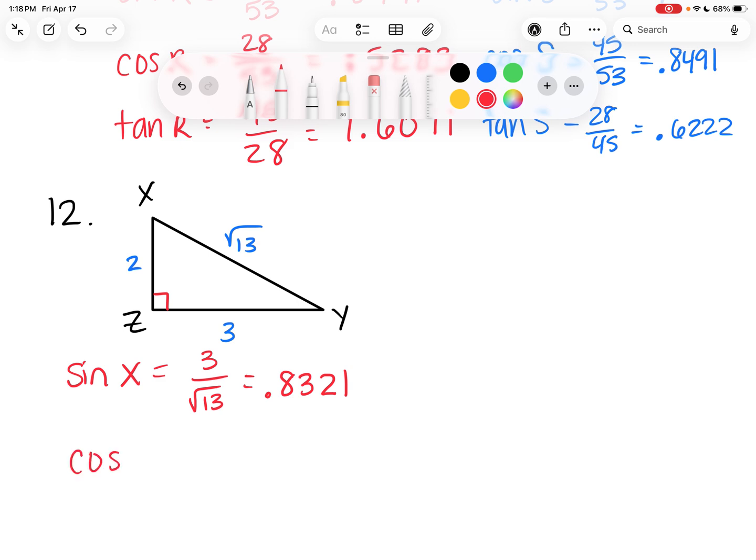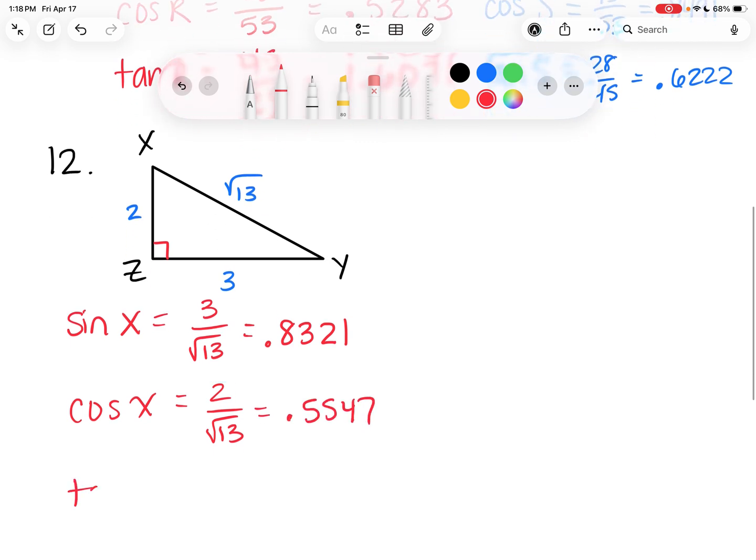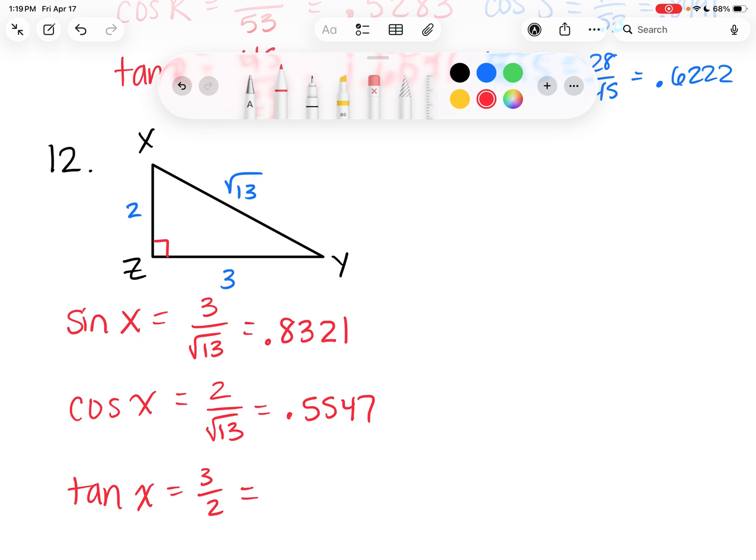Cosine of X. 2 over root 13. Yep, adjacent 2 over hypotenuse, root 13. 0.5547. Tangent of X. 3 over 2. Yep, opposite over adjacent, so 3 over 2. Nobody should need a calculator for that one. 1.5.